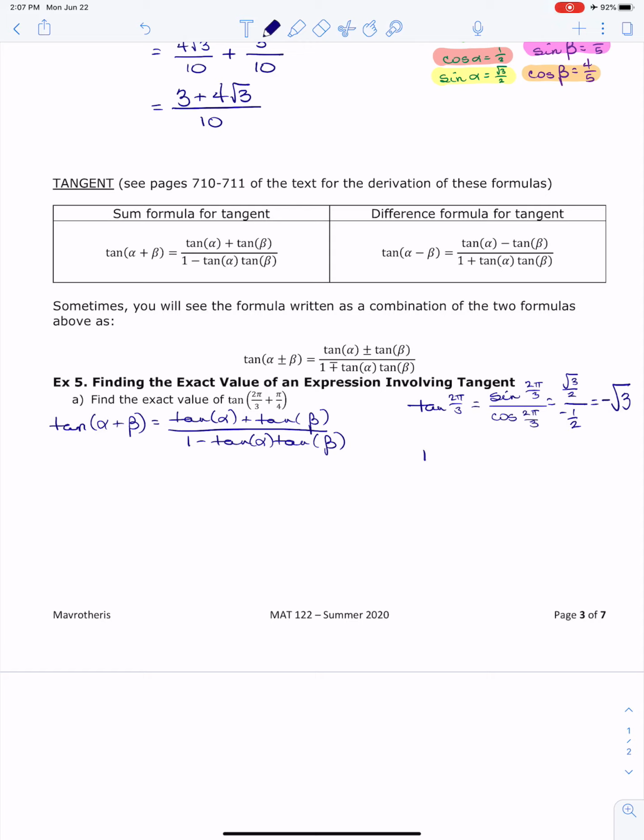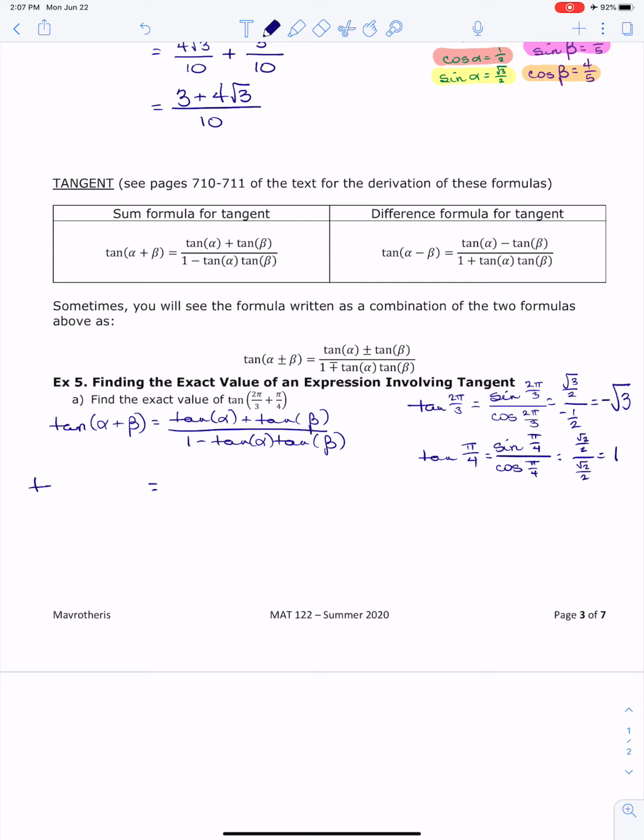We're going to do the same thing with pi over 4. We like pi over 4 because the sine and the cosine are exactly the same. We just need to decide which is positive, which is negative. This is quadrant 1, so both of these are positive. We get the tangent of pi over 4 is 1. So now we're just going to go ahead and plug in my values.